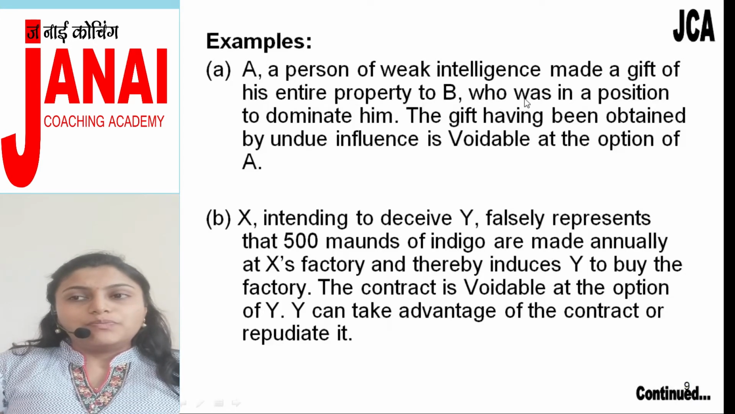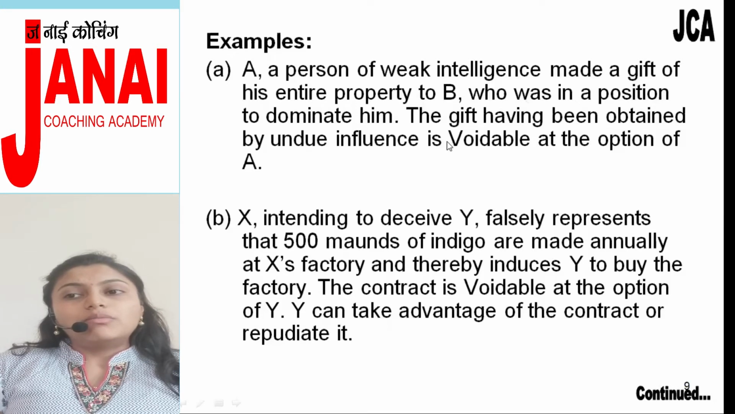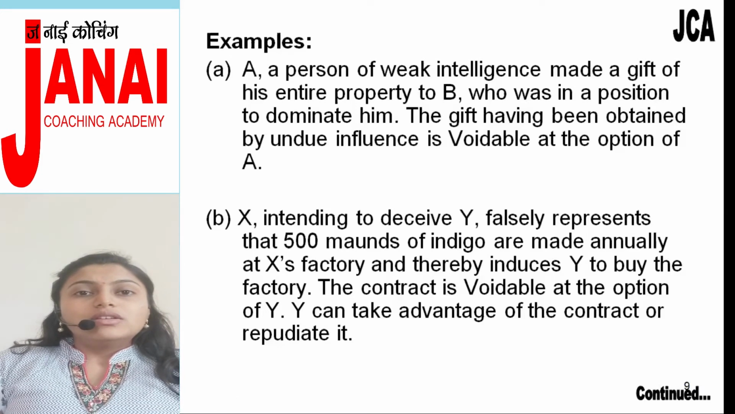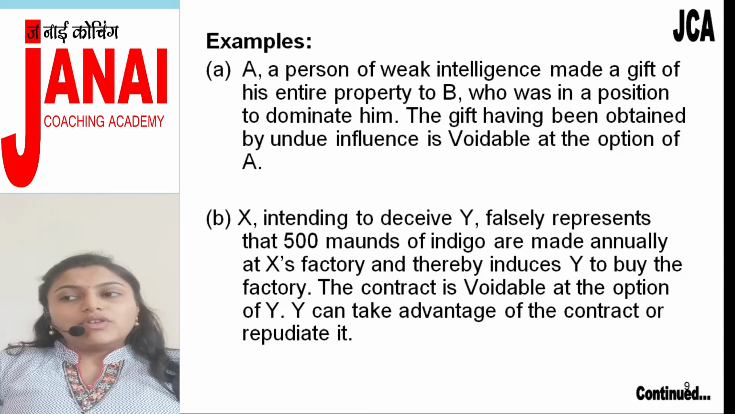Another example: X intends to deceive Y by falsely representing that 500 maunds of indigo are made annually at X's factory. Now, here Y is a party whose consent is not taken freely because there is a misrepresentation done by Mr. X. Here the contract is voidable at the option of Y. Now, Y can either continue or take the advantage to repudiate the contract.